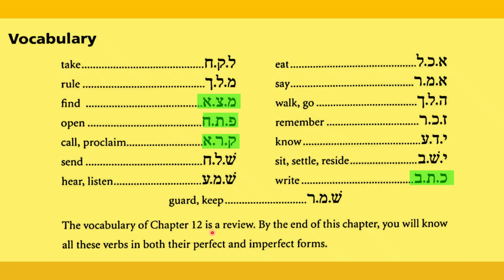Okay, so your goal, as the book points out, is that you should be able to know all of these verbs in both their perfect and imperfect forms. So we have here 15 verbs. There's actually 21 that we've learned to date. So there will be 6 of them that are absent from this list for a specific reason, which we'll see later on.